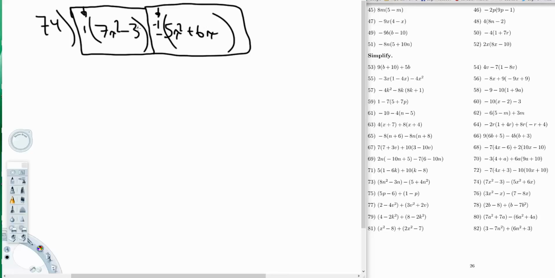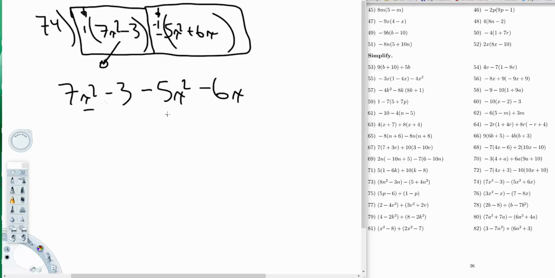So 1 times anything is whatever you're multiplying by. So 1 times 7x squared, 7x squared. 1 times negative 3 is negative 3. You just brought that whole equation down, basically. Here, of course, with a negative 1, so 5x becomes negative 5x squared. Sorry, there's a square here. And plus 6x becomes minus 6x.